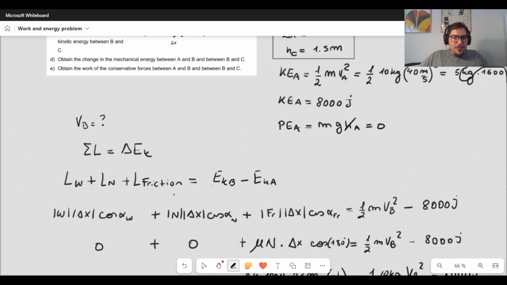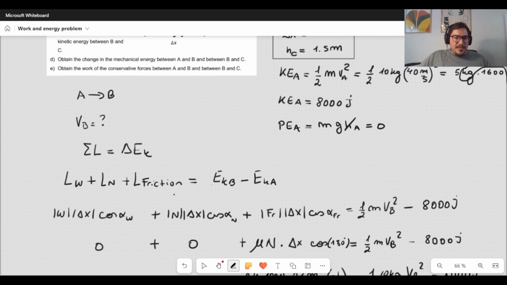Okay, which are the forces acting? Remember that we are working between A and B, from A to B. The work of the weight plus the work of the normal plus the work of the friction is equal to the change in the kinetic energy between positions B and A. So the kinetic energy in B minus kinetic energy in A.